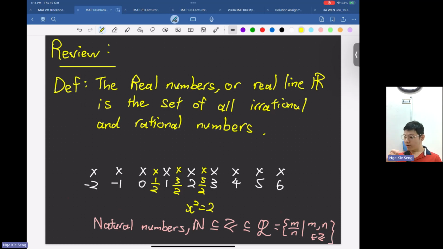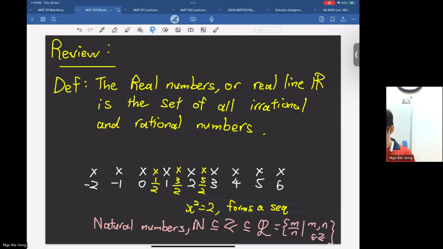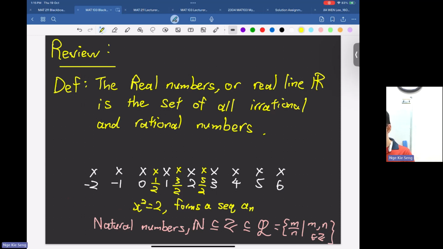So what you do is you form a sequence a_n from all the numbers such that a_n squared is less than 2. And then you make square root 2 the limit of this sequence. This is how we construct irrational numbers.